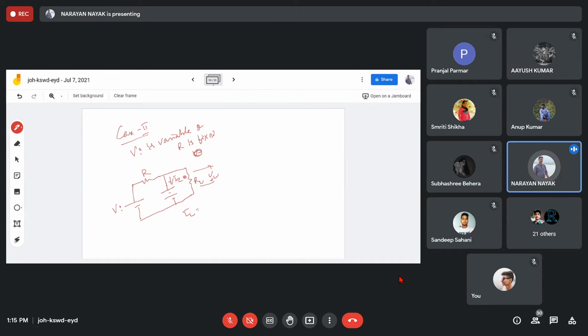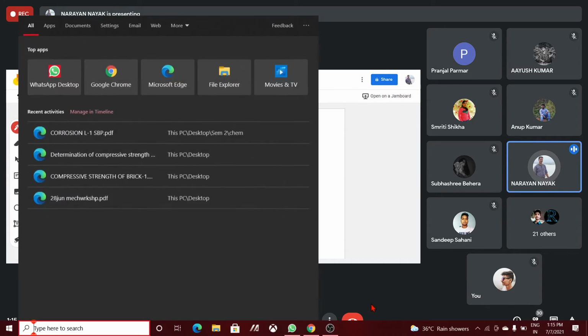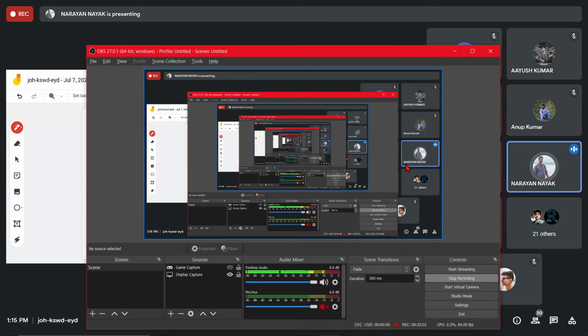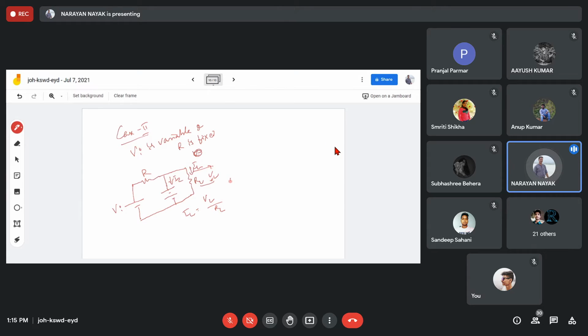IZ is equal to, I think you can calculate the IL. This is your load current, let us say IL. IL is equal to the load voltage divided by the load resistance. And what about the current across the resistor? Let us say IR. So this is VI minus VL. I think it is negative here and positive here.